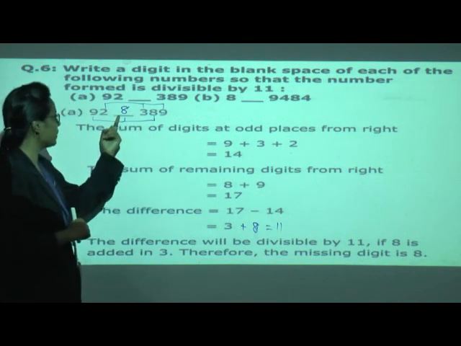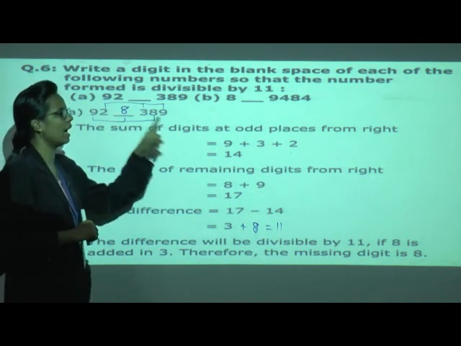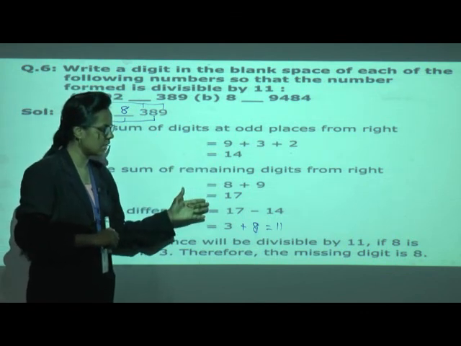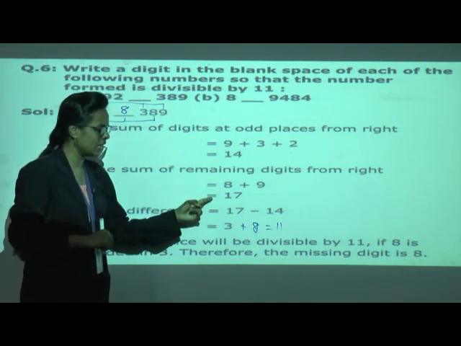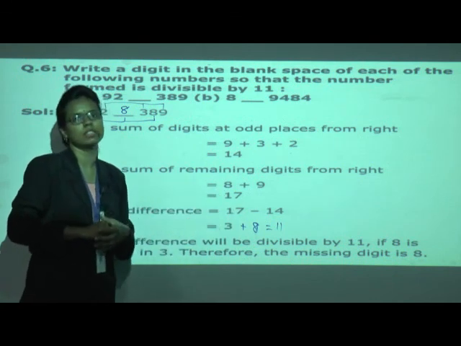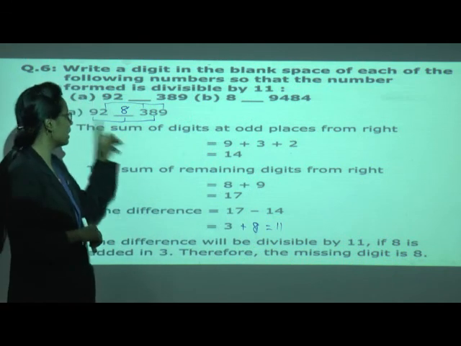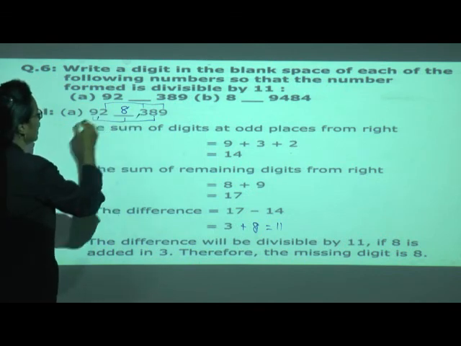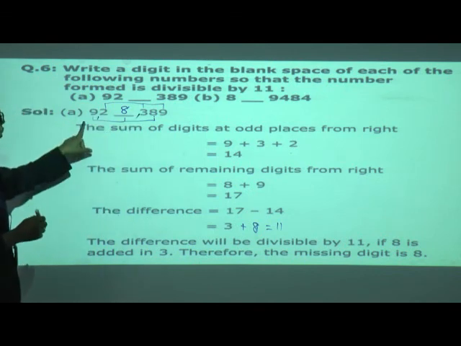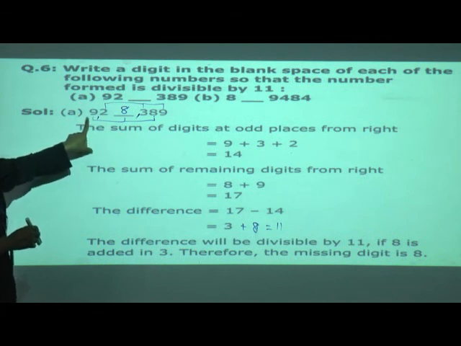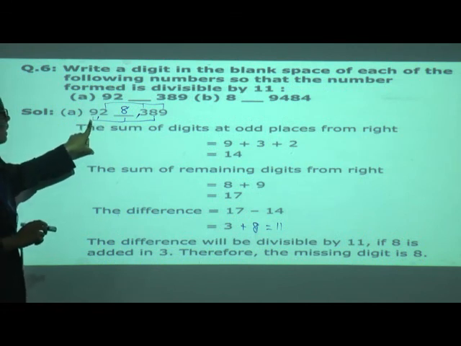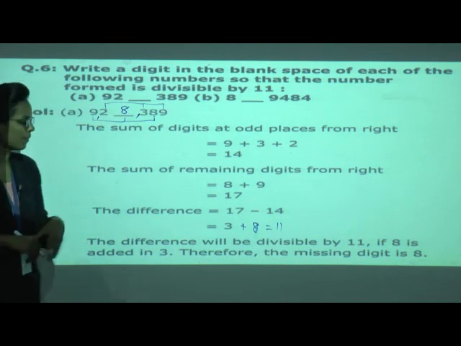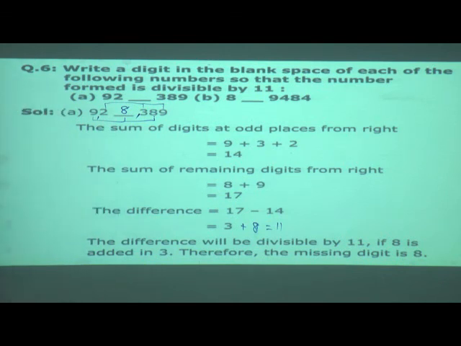So in the blank space we have to add 8, so that after the sum at odd places and the sum at even places and finding the difference, we get 11, which is divisible by 11. So the number is divisible by 11. The number formed is 9,28,389. Let us see the next one.